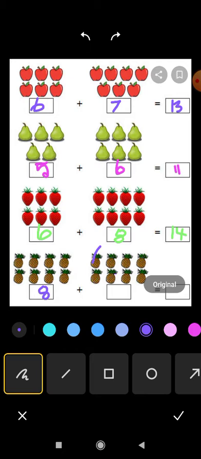Oh, no confusion. On the right side also, how many things do you have? 8. Okay, both of them have equal value, 8. No need to worry. Okay, so next, after the equal to, on the right side you are going to write the sum of the two groups. Okay, my dears, yes.